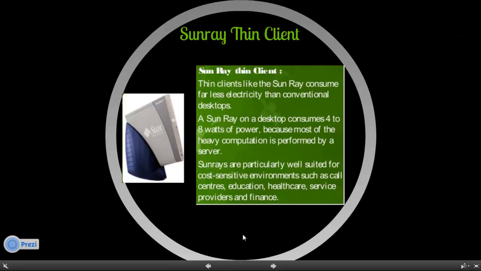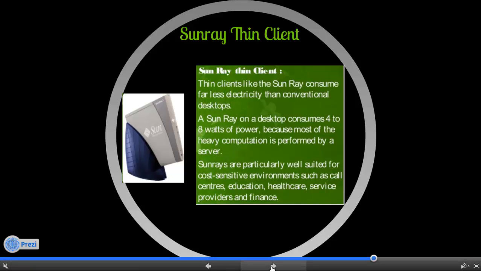Sunray Thin Client. Thin clients like Sunray consume far less electricity than conventional desktops. A Sunray desktop consumes 4 to 8 watts of power, because most of the heavy computation is performed by a server. Sunrays are particularly well suited for cost-sensitive environments such as call centers, education, healthcare, service providers, and finance. Go for Sunray Thin Client.